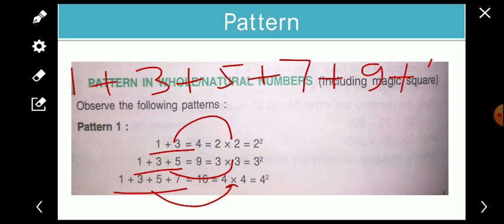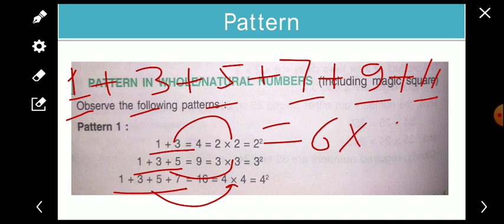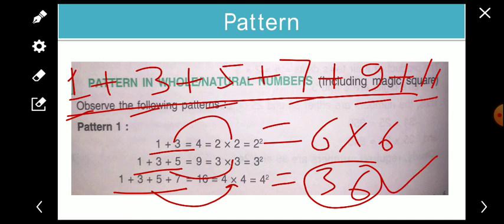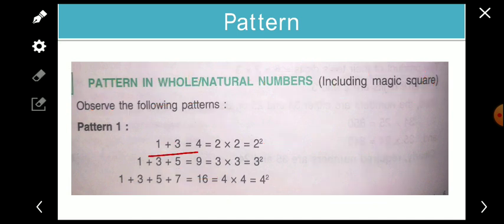Suppose I give you 1 plus 3 plus 5 plus 7 plus 9 plus 11. What will be the answer? Without adding, we can get the answer. What will you have to do? First count the number of the first few odd numbers: 1, 2, 3, 4, 5, 6. Six are there, then 6 into 6 will be the answer, 36. It means if you add these numbers, you will get 36. So we have got the relation between these numbers. This pattern we have got, so we can easily find out the sum of first few odd numbers.